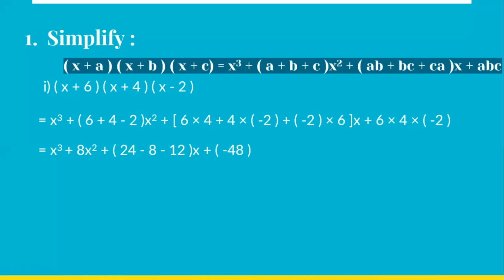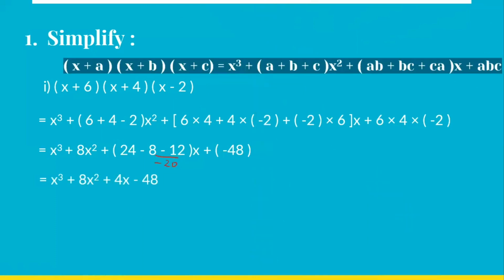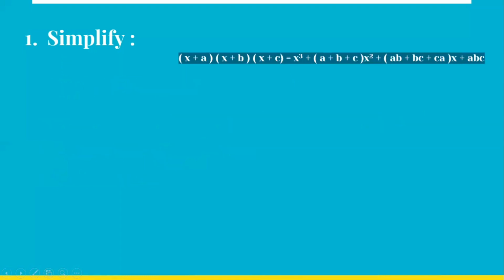It is very important that you write it in the bracket. Now here you have minus 8 minus 12. It is good that you add these two. So minus 8 minus 12 is going to be minus 20, and 24 minus 20 you get as 4x. So this is how you get x cube plus 8x square plus 4x minus 48. Got it? So looking at this identity, we solve this sum. It is very important to learn the identity, children. Understood this one? We move on to the next question.